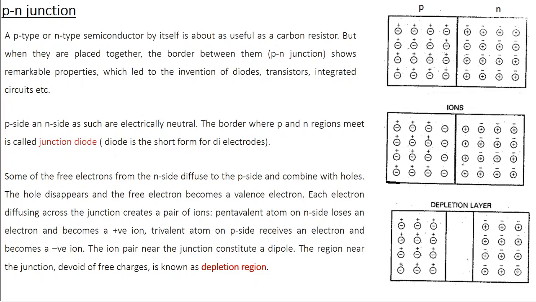And in this region, you have no free charges, because originally you had free electrons on this side and holes on this side. But now when the ions are formed, all the free charges are removed. So this region near the junction, devoid of free charges, is known as the depletion region. This is a very important step in the evolution of a p-n junction. Initially you have electrons diffusing across the junction, and eventually you have a depletion region forming at the p-n junction.